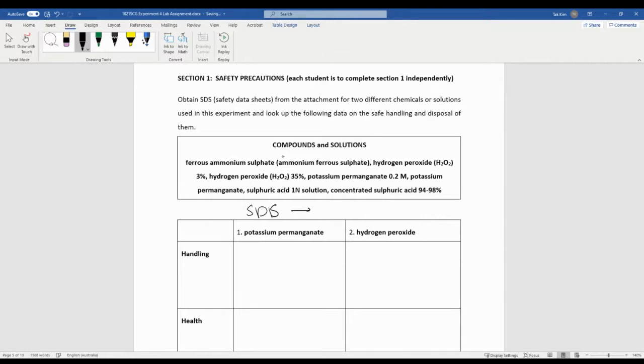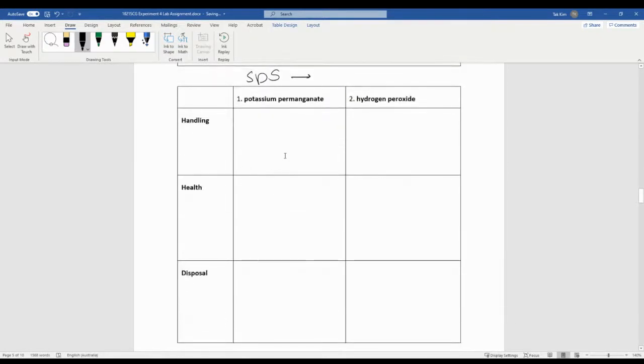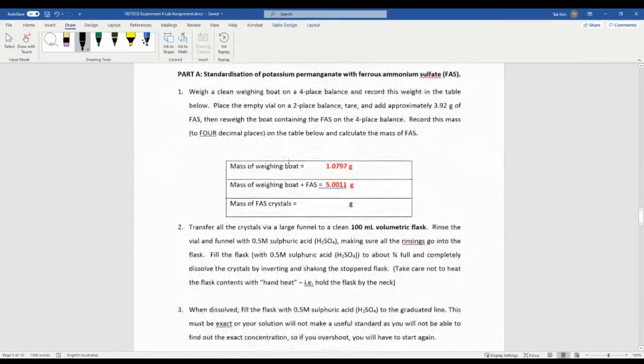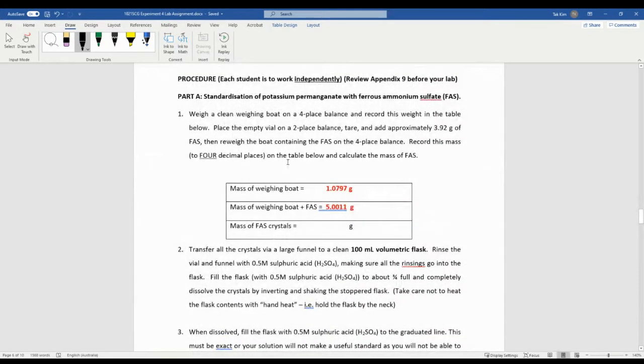You don't really have to download. You can just search the web page, and you should also be able to find any relevant information. If you're familiar with any information on the web, use it. If not, you can use the one you already have within your assignment. You should be able to find all the information you need over there: handling, health, and disposal. And now let's jump onto the assignment.